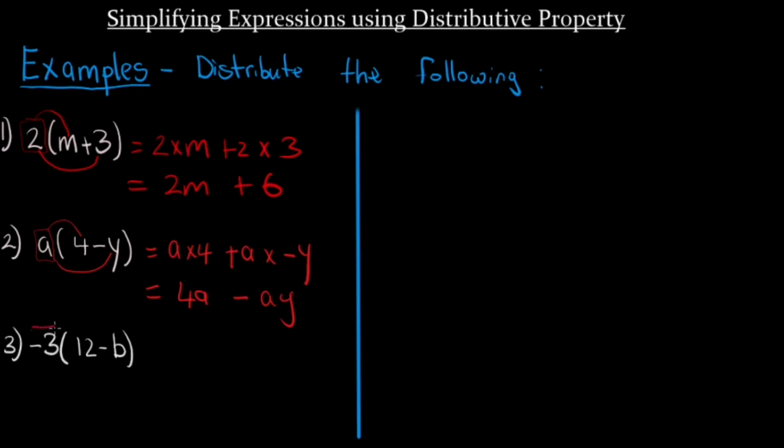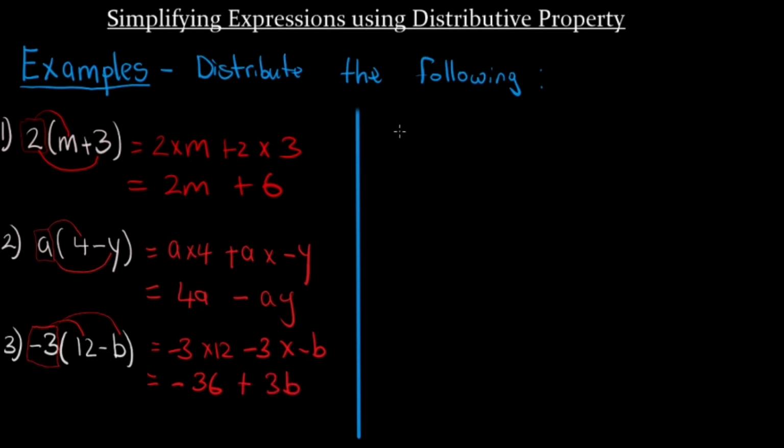The third example, we have the term outside of the bracket is a negative 3. So we would multiply both terms inside of the bracket by the negative 3. So we would have negative 3 times 12 minus 3 times negative b. The negative times a positive gives us a negative. 3 times 12 gives us 36. Negative times a negative gives us a positive. 3 times b gives us 3b.